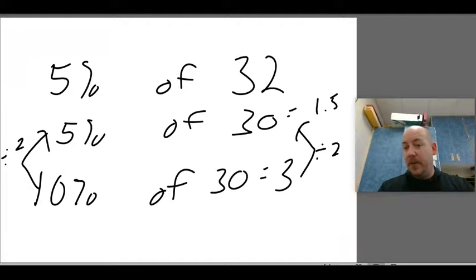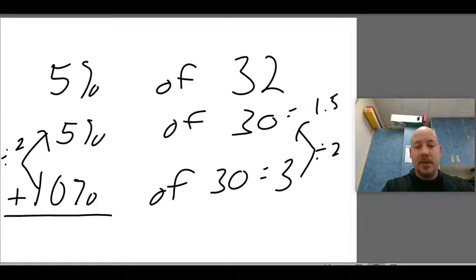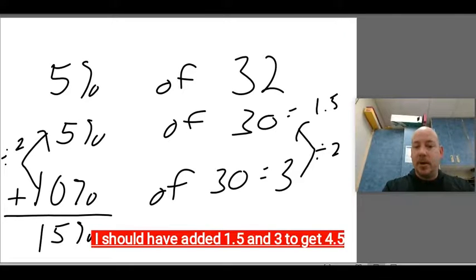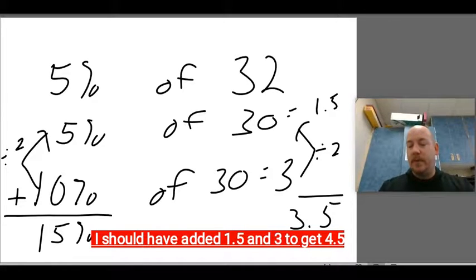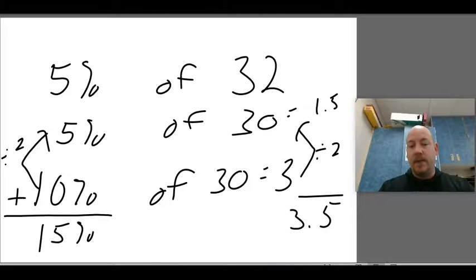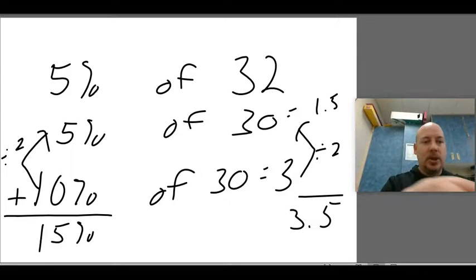If I wanted to do 15%, I think I could add those two things together, 5% and 10%, to give me 15%. 3 and 1.5 get 4.5. So there's lots of different things you could do with 10%, right? You can find 5, you can find 20, 30, 40, any multiple of 10. So 10% is an important one to work with because it'll let you do a lot of different things.